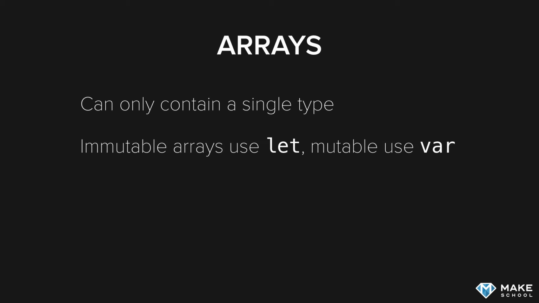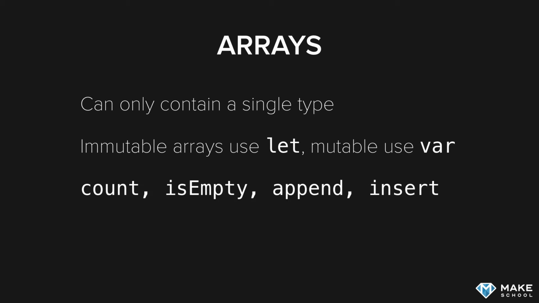The pros and cons of using immutable or mutable arrays are beyond the scope of this lecture. We just want to let you know that when you use let to declare an array, it creates an immutable array. And when you use var to create an array, it creates a mutable array, or an array that you could change later on.